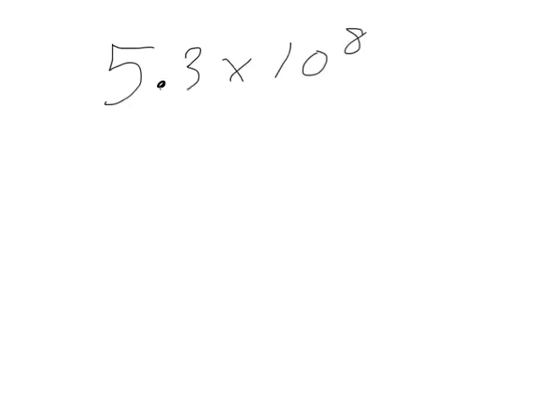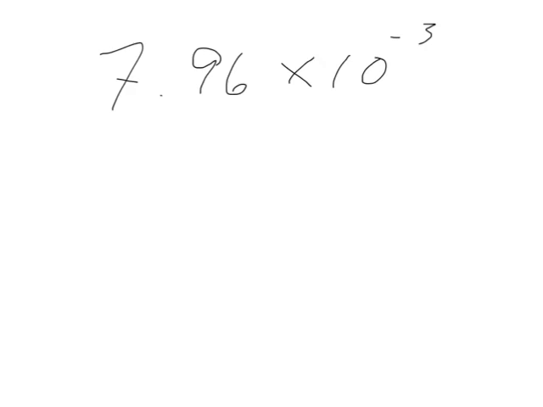So when we're asked to decide if something is written in scientific notation, check. Is there a single digit, a decimal point, and then maybe other numbers? It should be multiplied times 10 to some power that is a whole number. It doesn't necessarily have to be positive, but it has to be whole. It has to be an integer.